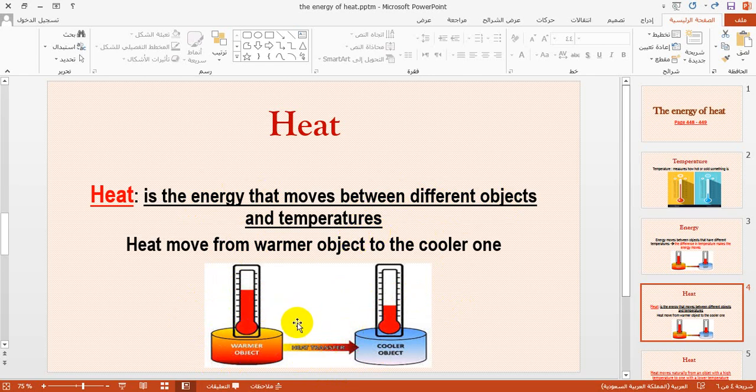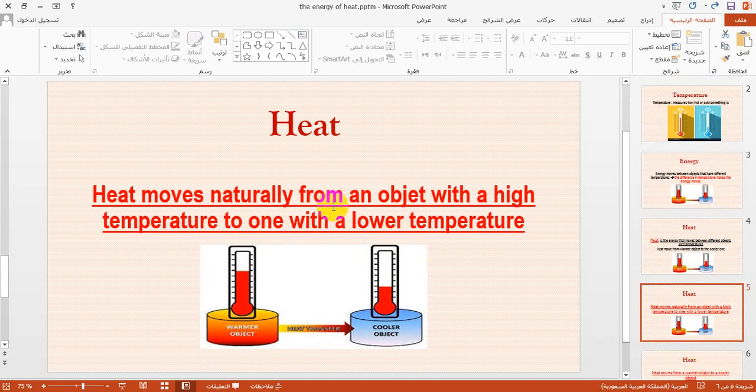If they have the same temperature? Sure, no, they don't have the same temperature. They have different temperatures, warm and cool. So heat moves from the warmer object to the cooler one. See now how the heat moves from the warmer to the cooler one. So heat moves naturally from one object with a high temperature to one with a lower temperature.